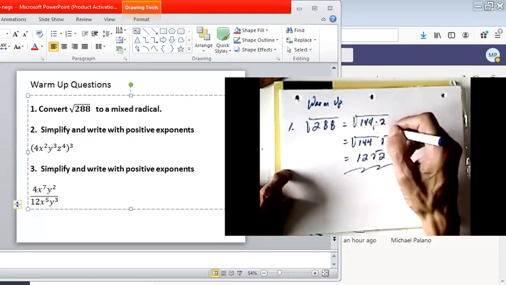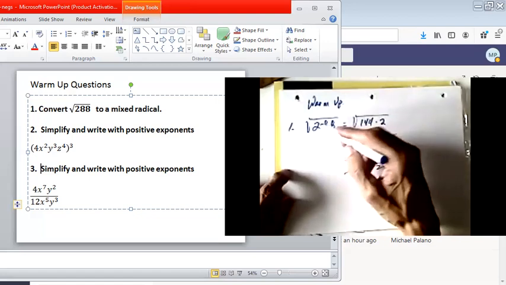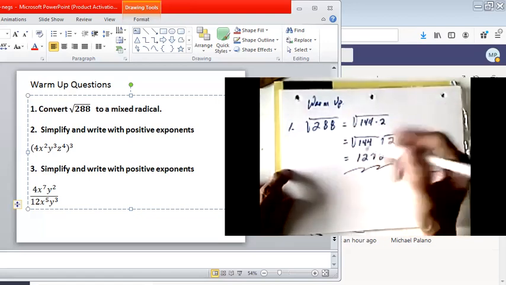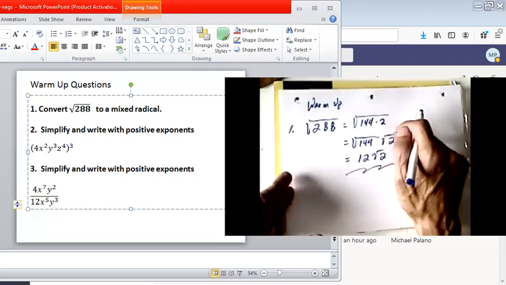If you didn't see that 144 is a square number inside of here, then there is another way. So reach out and let me know and I'll show you.